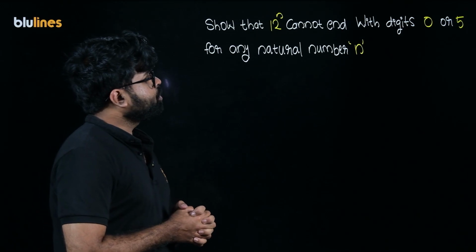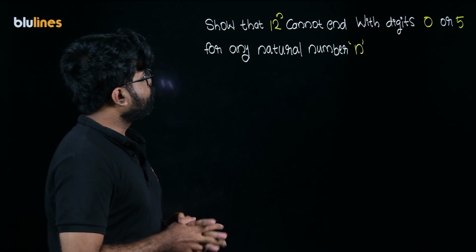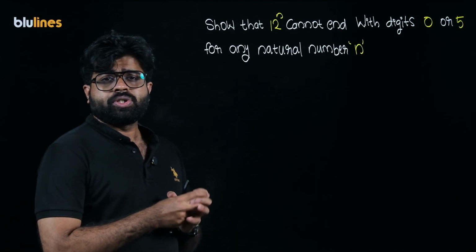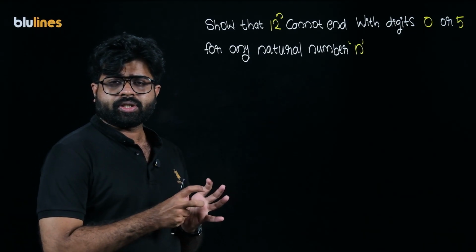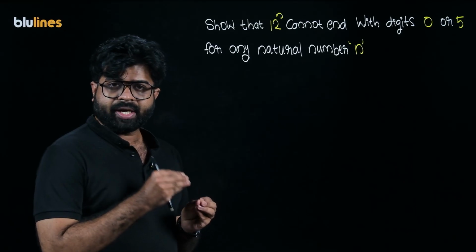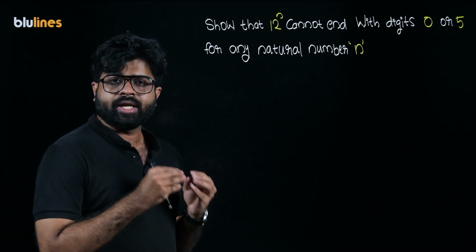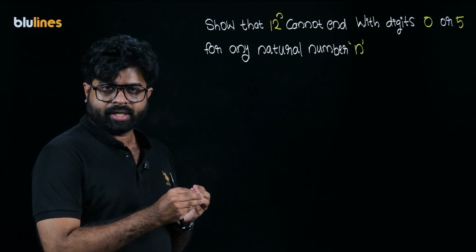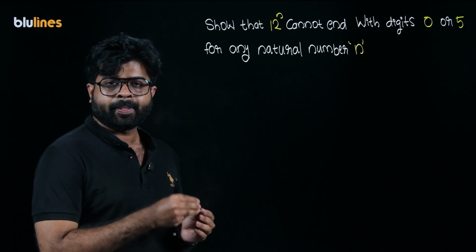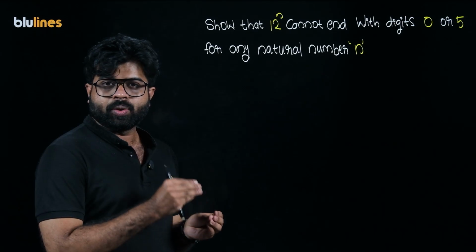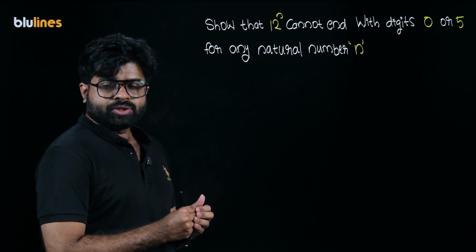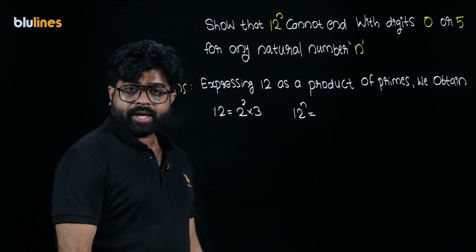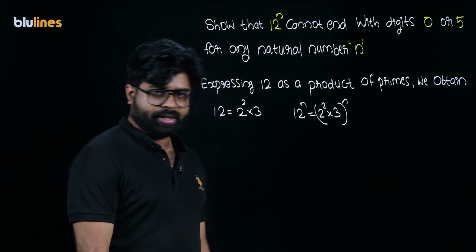Show that 12 raised to n cannot end with digits 0 or 5 for any natural number n. First of all, 12 can be expressed as a product of primes. We know by the fundamental theorem of arithmetic that any number can be expressed as a product of primes. So, similarly, 12 can be written as 4 multiplied with 3. 4 can be again reduced into 2 square multiplied with 3. So, 12 raised to n can be expressed as (2 square multiplied with 3) the whole raised to n.